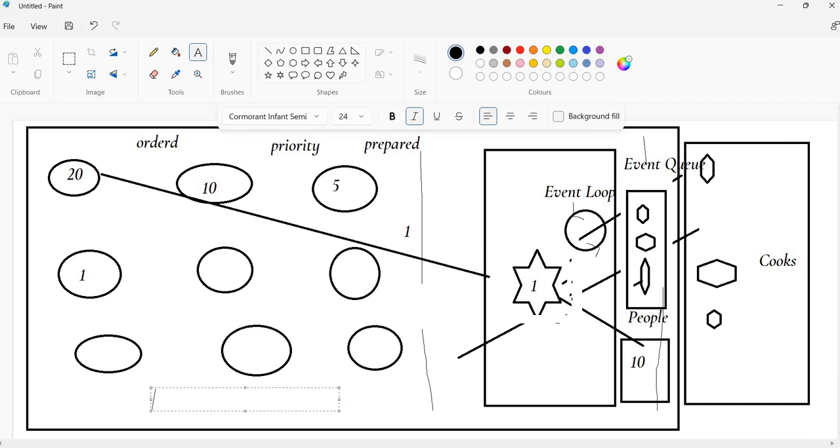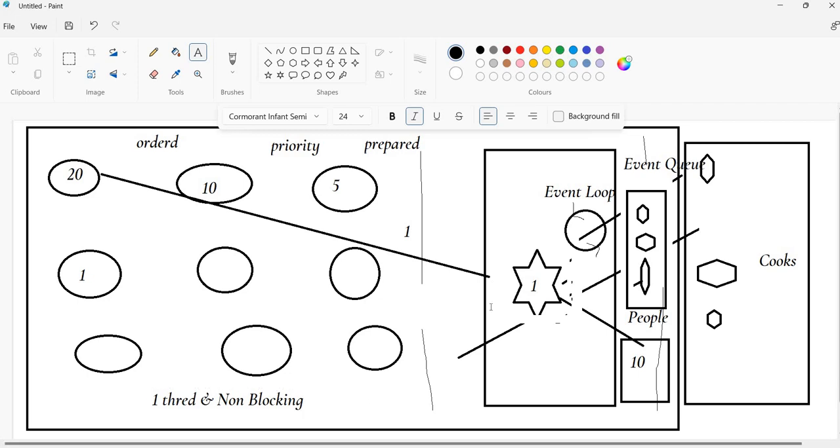So we have only one thread and non-blocking. If you see here, you can't waste even a single second. This main thread is busy collecting the information from the clients, and he will hand it over to the child threads. And these child threads, whenever the request is there from this thread, will collect that information and hand it over to the kitchen. Once the food is prepared, these child threads will collect that food and push it into the event queue. And this event loop is always waiting. It's the only one task. What will he do?